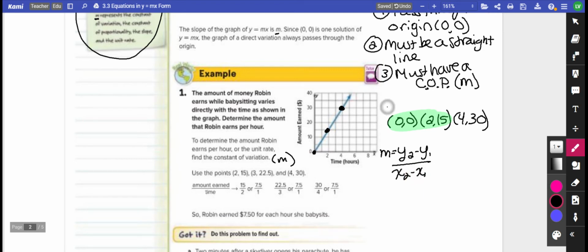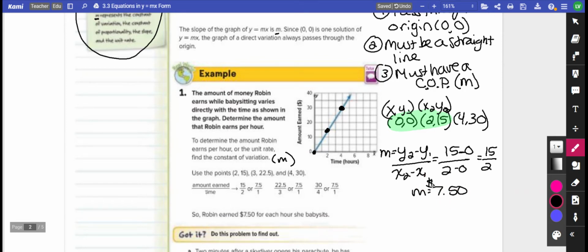And I'm going to label my ordered pairs: x1, y1, x2, y2. I'm going to plug it in for my different values. 15 minus 0 divided by 2 minus 0. That leaves me with 15 divided by 2. And I can leave that as 15 divided by 2, or I can say that my slope is 7.50.